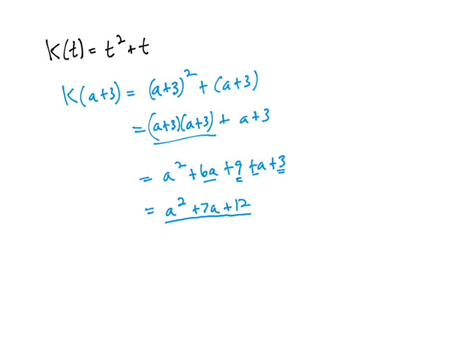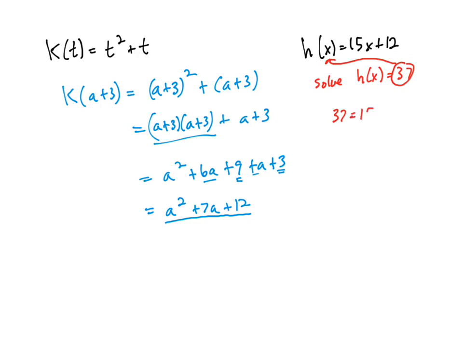And then let's do one more. All right, so this one we have h of x is equal to 15x plus 12, and it says to solve for x when h of x is equal to 37. So we're going to take this 37 and put it in here for h of x. So 37 is equal to 15x plus 12. And then we're going to solve for x. Subtract 12 from both sides, we get 25 is equal to 15x. Divided by 15, we get 25 over 15, which is 5/3, and that's equal to x.